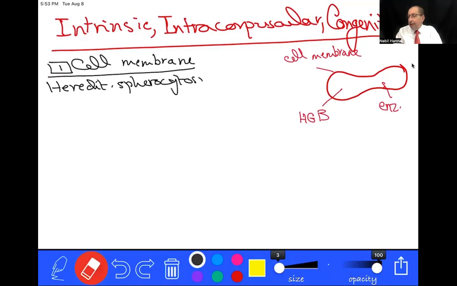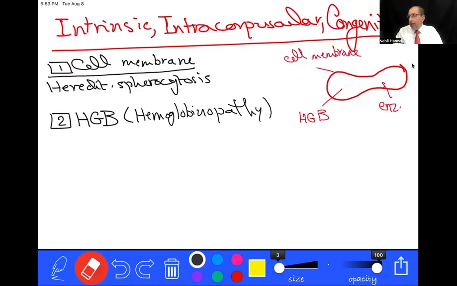Rigid, non-flexible cell membrane, and this results in rupture of red blood cells as they go through narrow capillaries. Now, the second problem can be in hemoglobin. And any pathology in hemoglobin, what do we call it? We call it hemoglobinopathy. Pathology in hemoglobin. Give me examples of hemoglobinopathies.